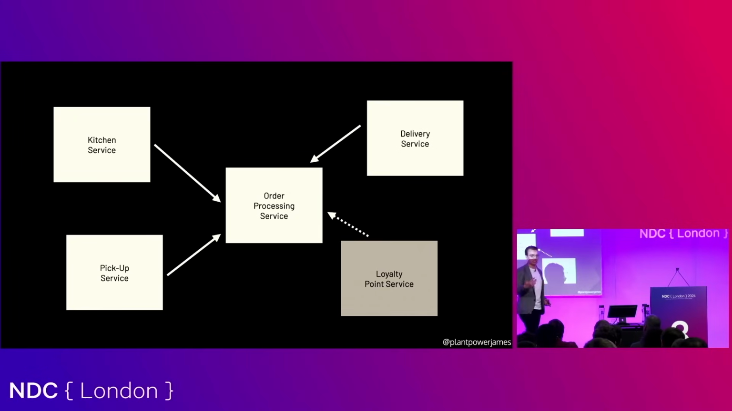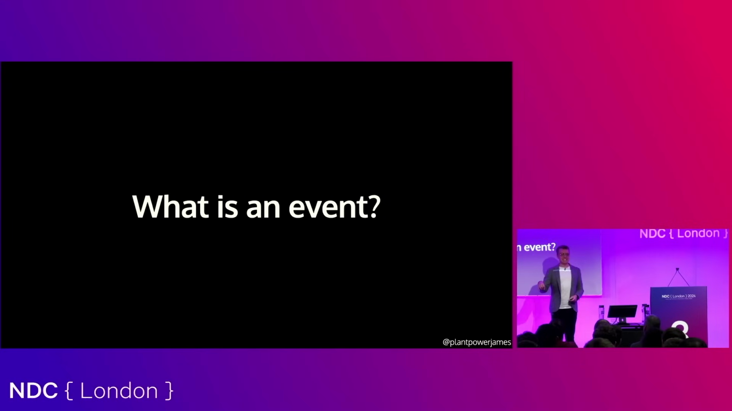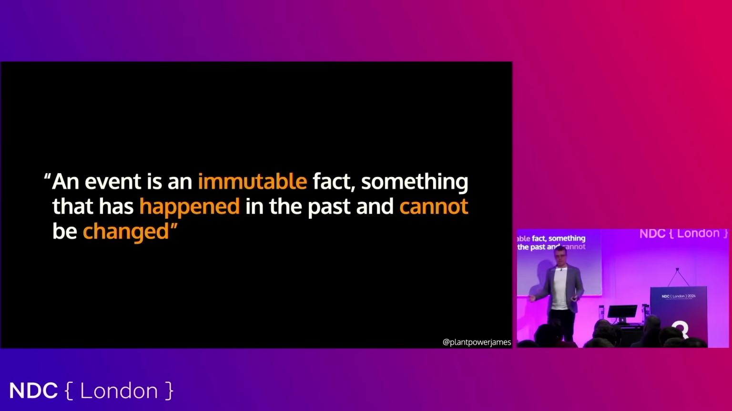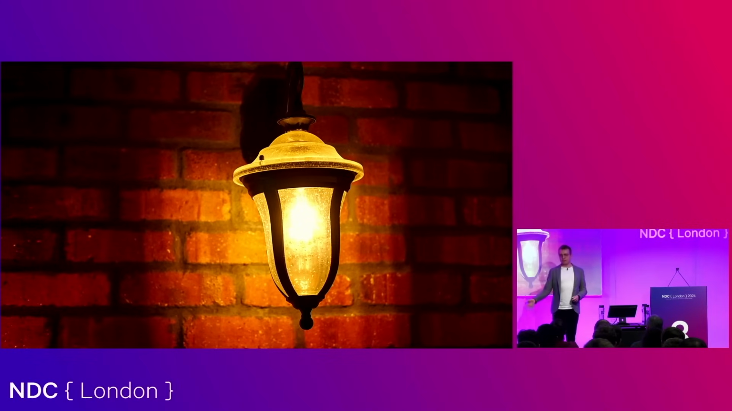It's about reversing dependencies. Let's take a step back even further. What actually is an event? In my opinion, an event is an immutable fact. It's something that's happened in the past. It cannot be changed. The example I like to use here is that of a light switch. It's February, we're in London, it's dark, it's horrible. You get back to your hotel room at night and it's pitch black, and you need to get some light in the room so you can see what you're doing.